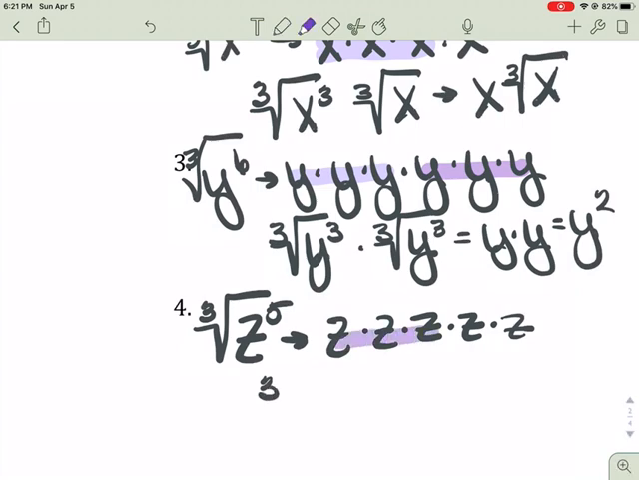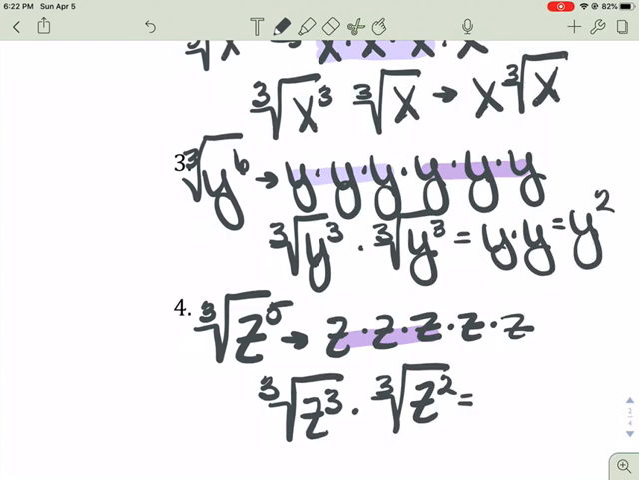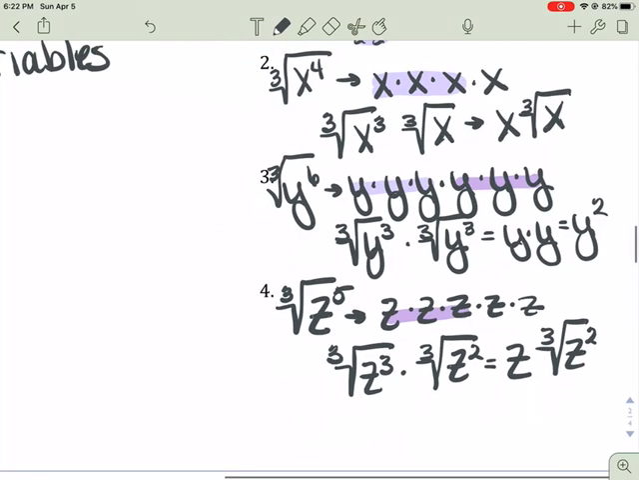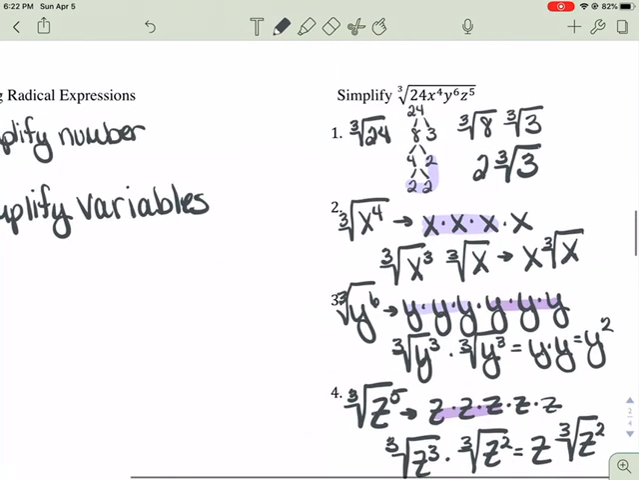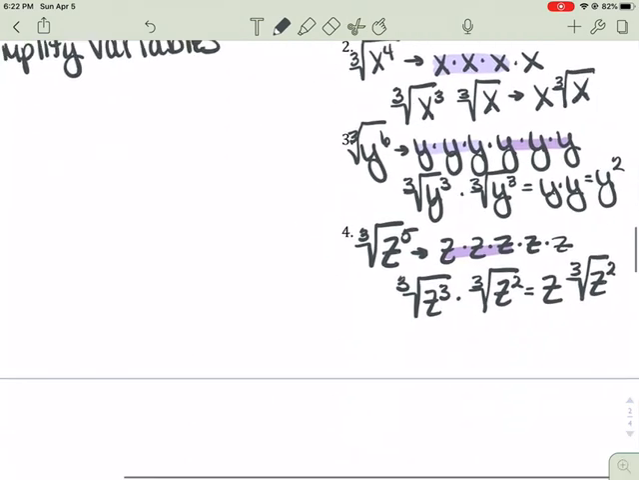Okay, so we have the cube root. I look for my group. There they are. So we have the cube root of z cubed. And then we have 2 left over, so the cube root of z squared, which is z cube root of z squared. Now again, see if we can come up with a shorter method, because it's taking forever.